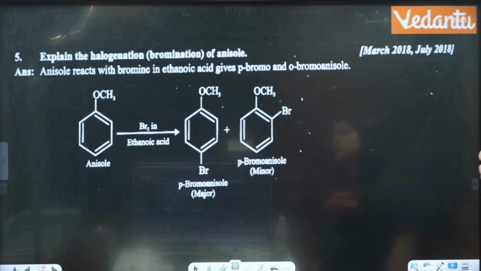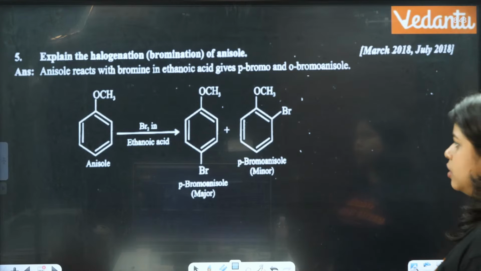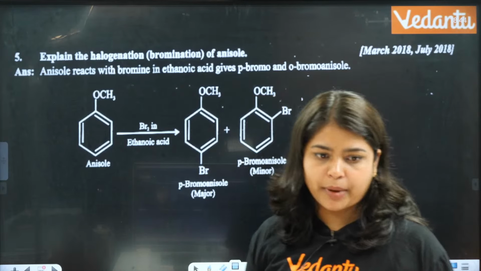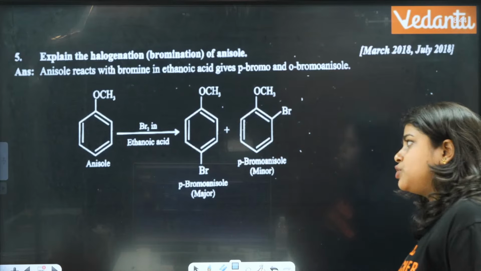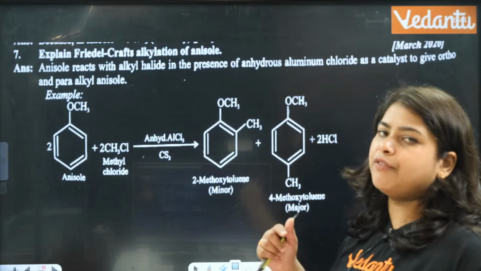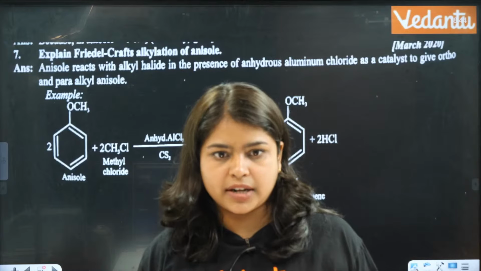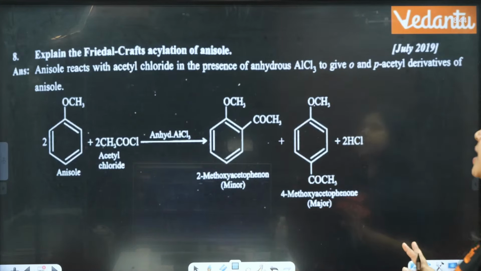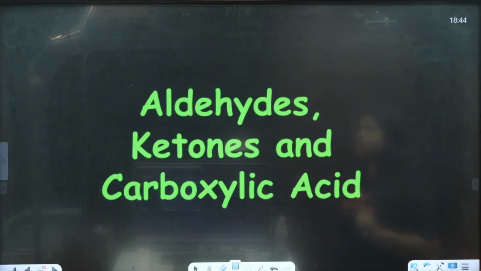Then halogenation, bromination of anisole. Bromination means we should use Br2. Next, Friedel-Crafts alkylation of anisole and Friedel-Crafts acylation, which we have also studied. Alkylation and acylation, both are done. Next comes nitration of anisole, which is also done.